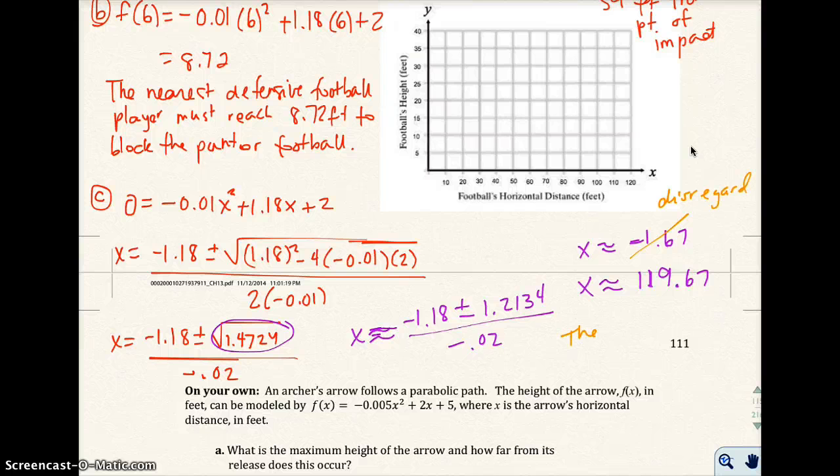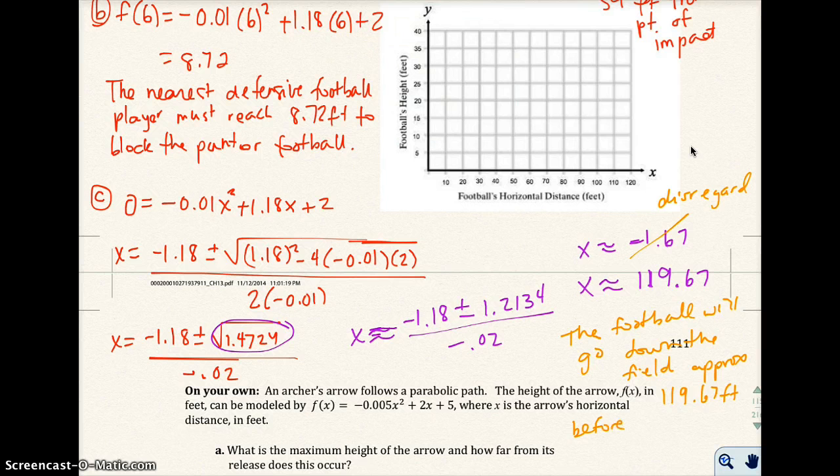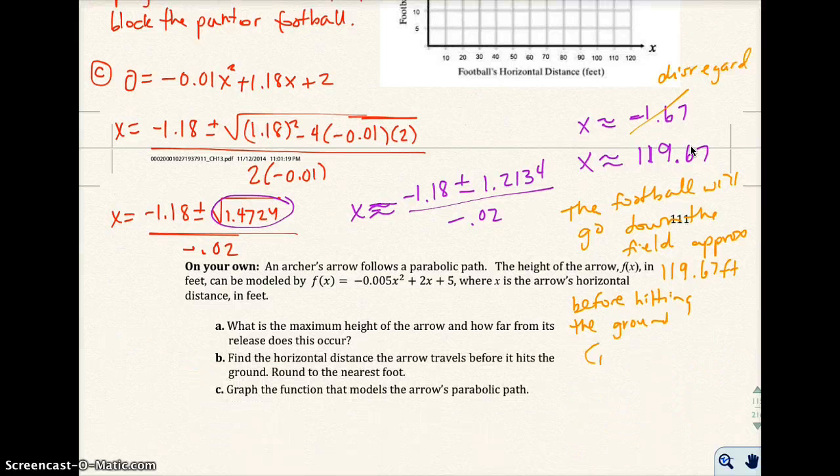So the football will go down the field approximately 119.67 feet before hitting the ground. And that's only if it's not blocked. If it was not blocked.